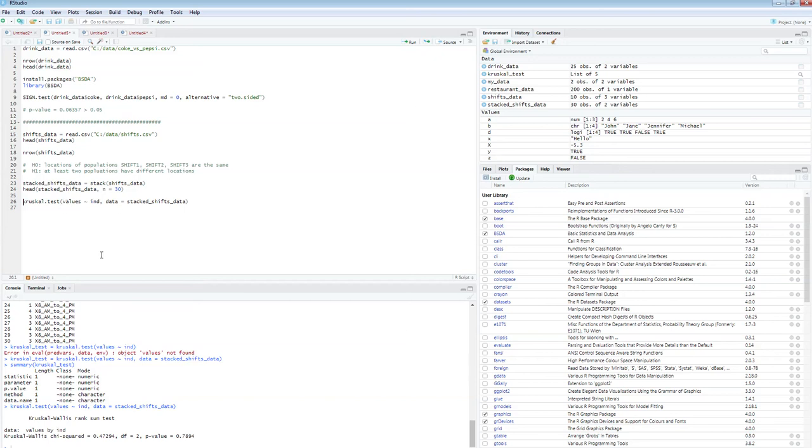Okay, anyhow, so this is the result of my Kruskal-Wallis rank sum test, or for short it's often called the Kruskal-Wallis test, and that's it. It looks like our p-value is 0.78, so that's a very large p-value, obviously. 0.79 even, if I round it up, that's obviously greater than 5%.